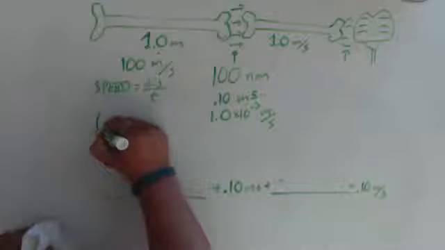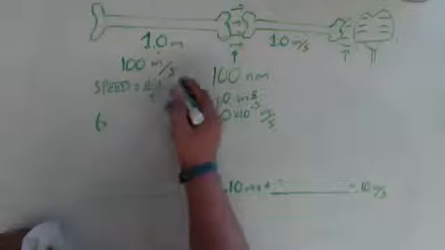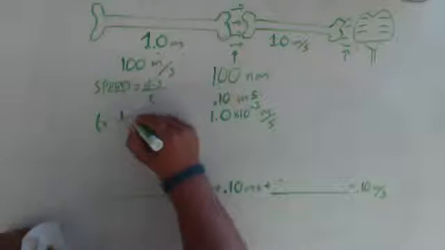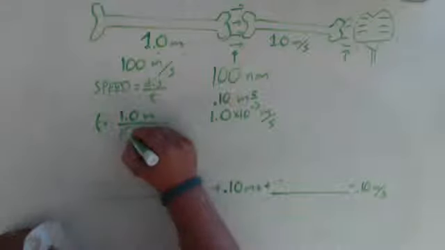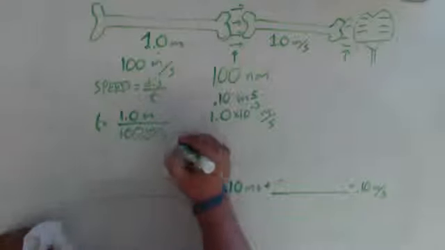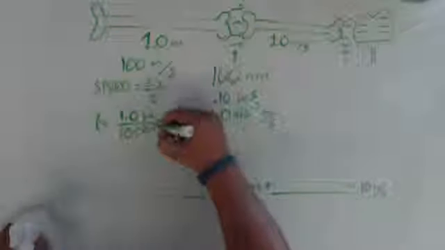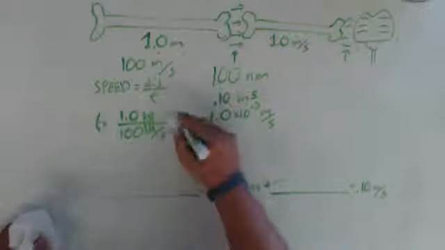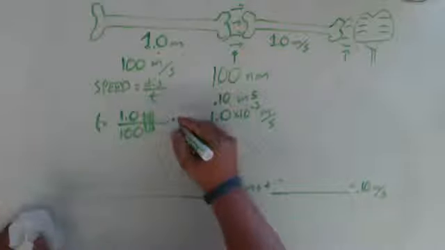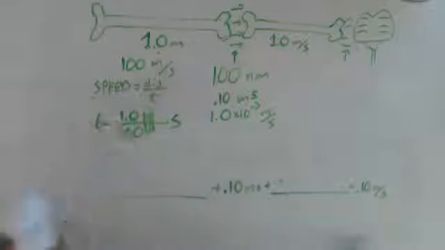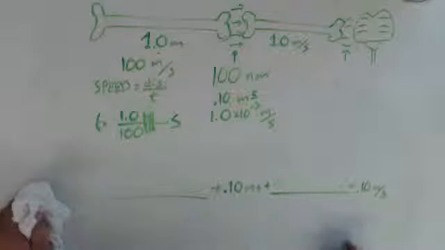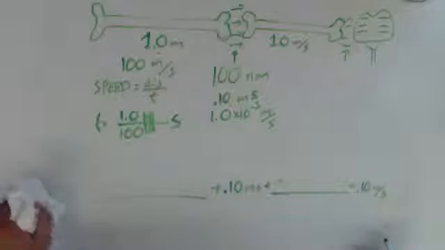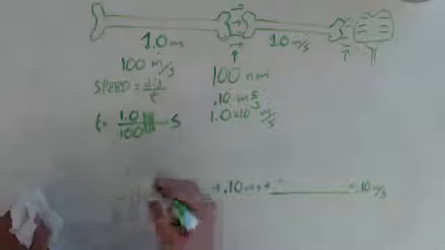So I'm left with time is equal to distance, in this case 1.0 meters, divided by its speed, 100 meters per second. Okay? The meters cancel out. I can see that right away. Then I'm left with a second. Cool? Now, what's 1 divided by 100? Well, I can do this one of two ways. I can use my brain and just do it mathematically, or I can take it in steps.